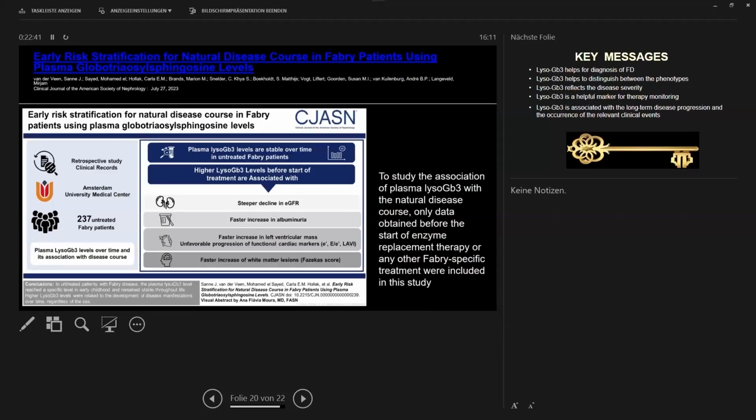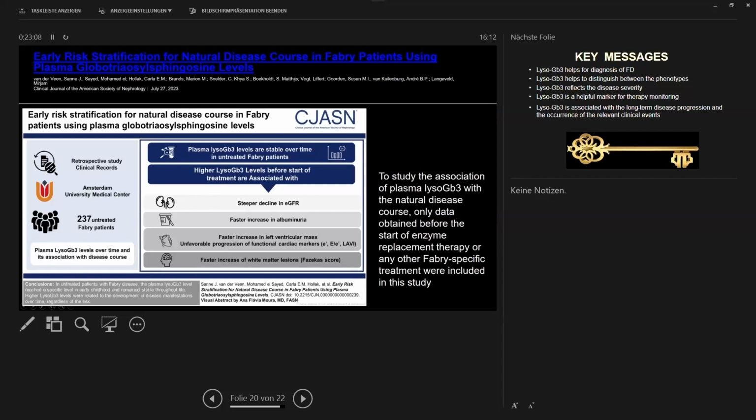And this is the final slide with a study I wanted to show you. This is a very recent Dutch study. The colleagues measured Lyso-GB3 in patients who are not yet on treatment, and then they looked at how fast their kidney disease progresses, their heart disease, and their brain disease progresses.